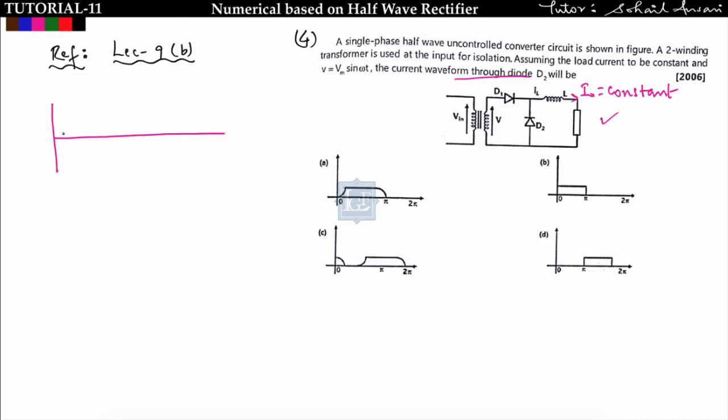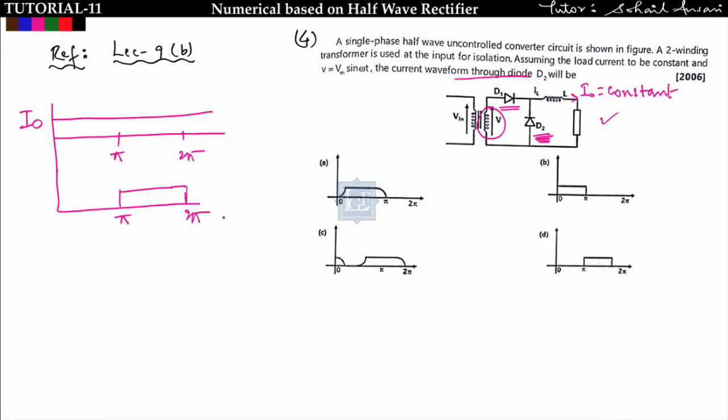So we can find the conduction angle of diode D2. See, this is the load current that is continuous, and let us suppose this is pi and this is 2 pi. From 0 to pi the supply voltage is positive, so D1 will conduct, and after pi D2 will freewheel. So from pi to 2 pi I will get conduction in D2.